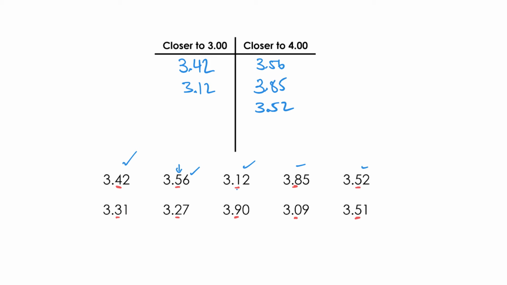So these are all done. 3.31, the 3 tells us to round down. So it's closer to 3. 3.27, same thing. The 2 tells us to round down. The 9 tells us to round down here. Here we have a 0. So it tells us to round down. And 3.51 rounds up. I know I'm going through this quickly, but you can pause the video and rewatch it if you would like.